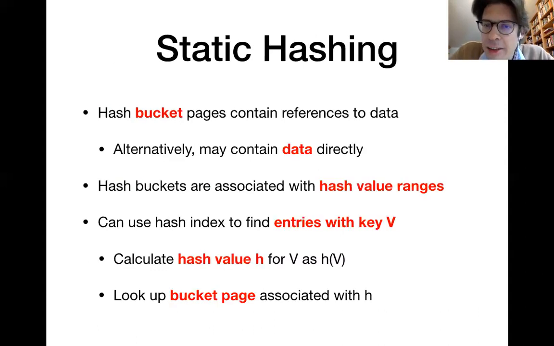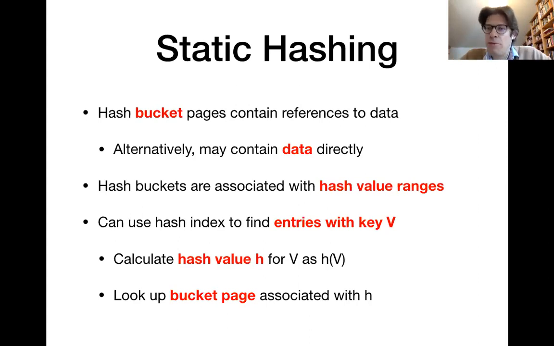Static hashing is perhaps the simplest one among those variants. Essentially, you have pages associated with hash buckets, and they store the references to the data. Or what is also possible, like in the case of tree indexes, you might even store the data just directly. Now, the hash bucket pages are associated with specific value ranges.